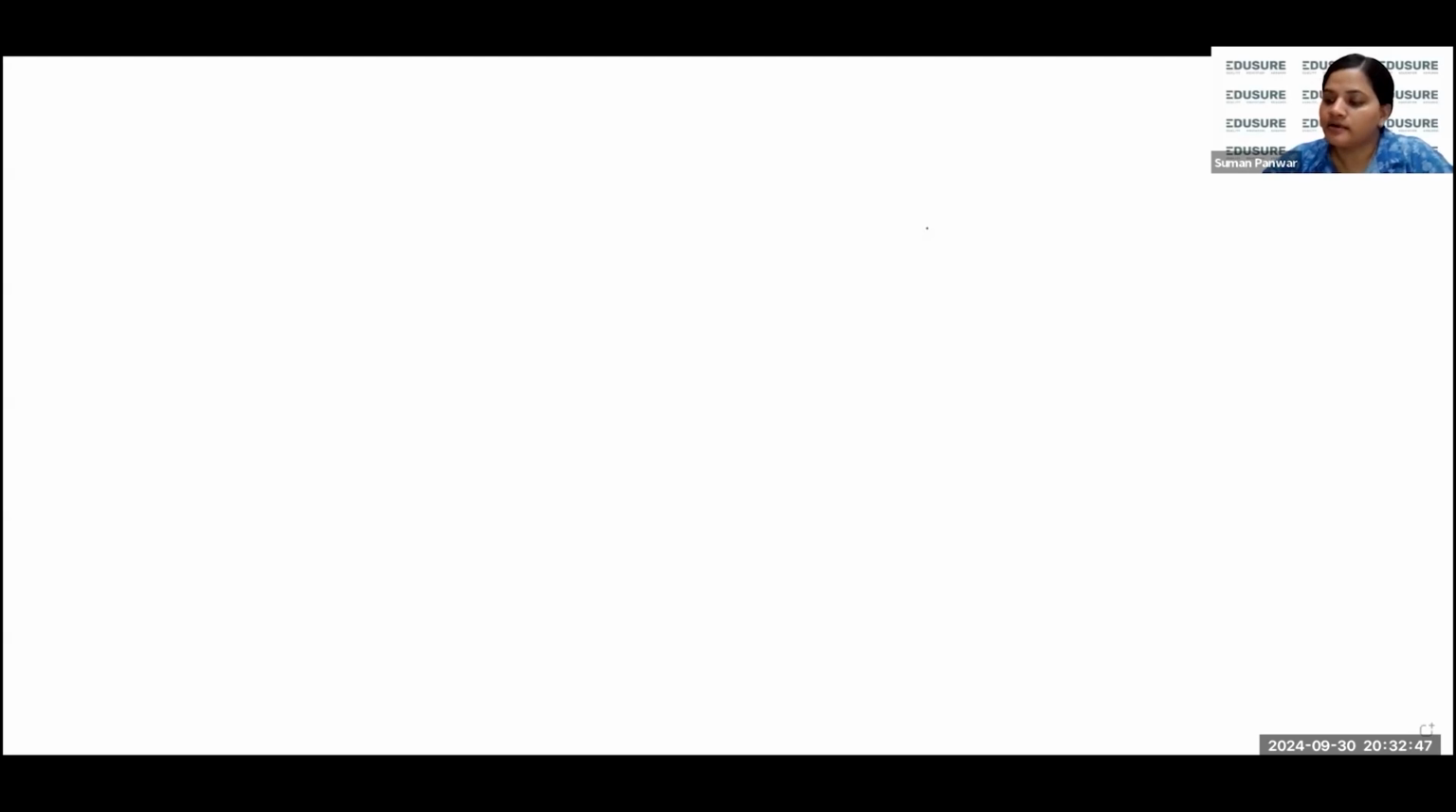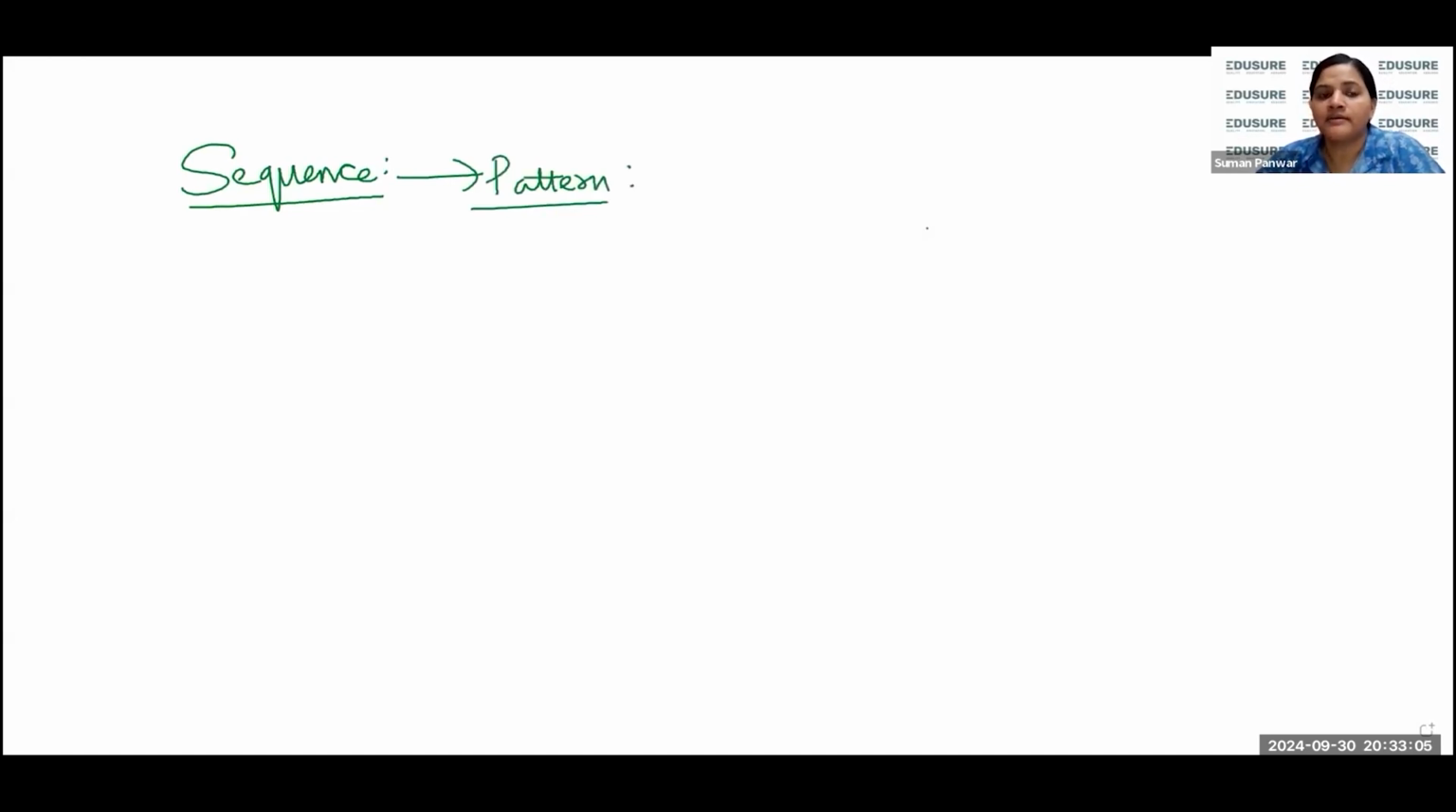So we will start with the definition of a sequence. Whenever we say sequence, we mean a pattern or something like that. And what happens in a sequence? Ordering is very important. So what does it mean?